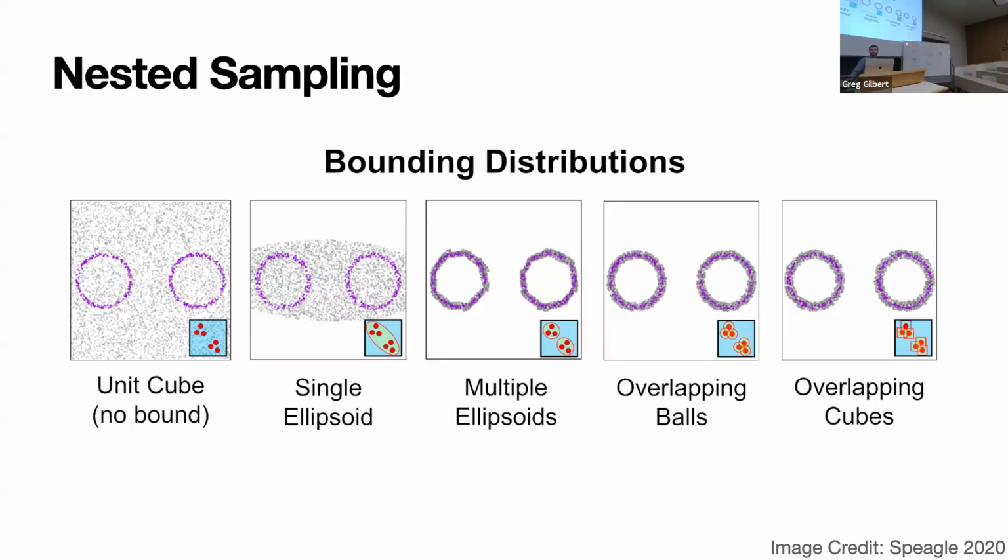And there are different ways that you can do this. One you can think of is, okay, let's just draw an ellipsoid around the whole situation. That's computationally cheap. But in this example where you've got these two rings you're trying to sample from, there's still a lot of space that you're wasting. And then there are other versions where you can say, okay, maybe we want a bunch of ellipsoids, or a bunch of balls or cubes that all overlap.